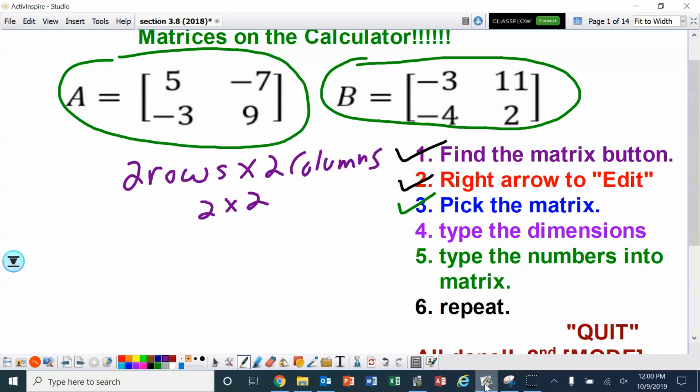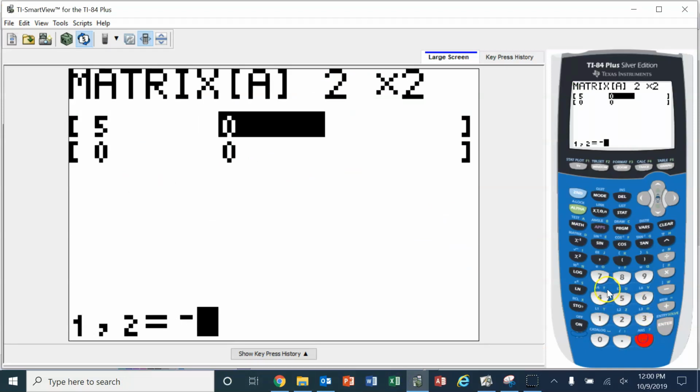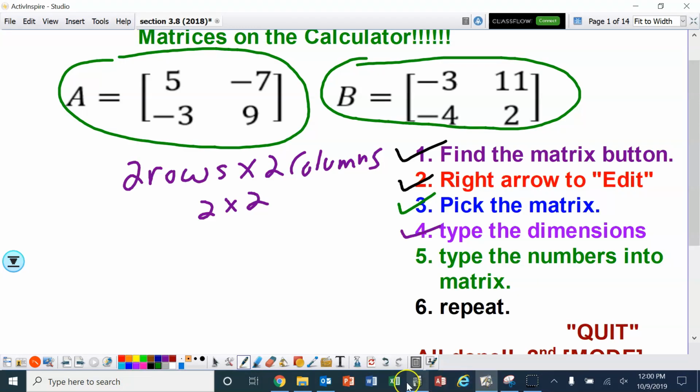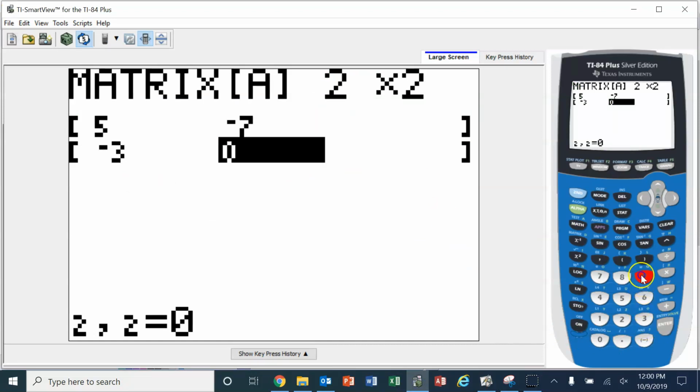Next, type the numbers into the matrix. We're going to type in those numbers: 5, -7, -3, 9. So 5, enter, -7, enter. And then the bottom row is -3, 9. Make sure you hit enter after you've typed it. Go back and rewind this if you didn't get that. So type those numbers in matrix A.